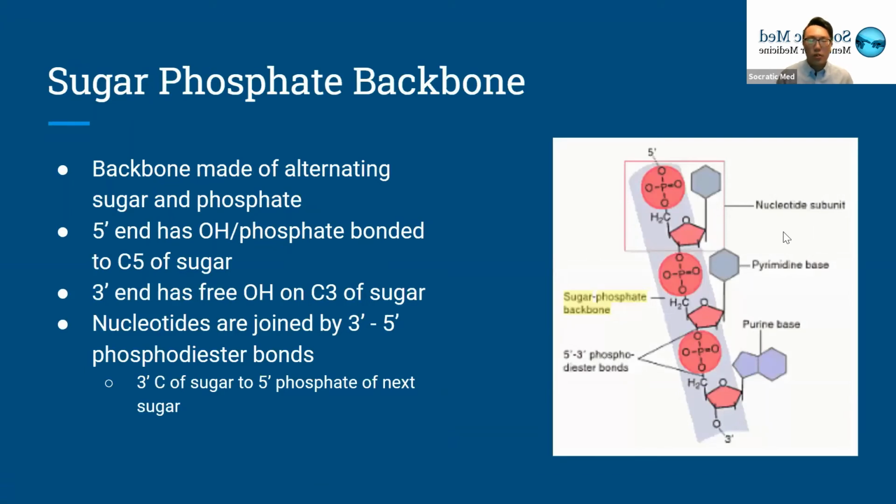So, more into the structure of DNA. DNA has a sugar-phosphate backbone. The sugar-phosphate backbone is made up of alternating sugars and phosphates. That's because the nucleotides are joined by phosphodiester bonds. So the 5' end of one nucleotide has the OH or phosphate bonded to C5.